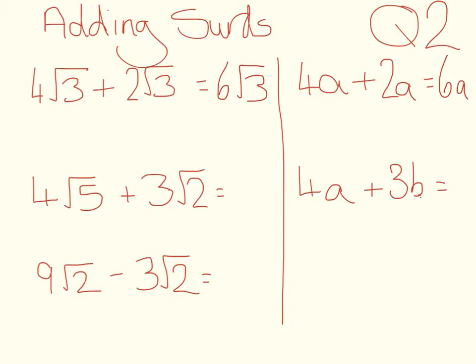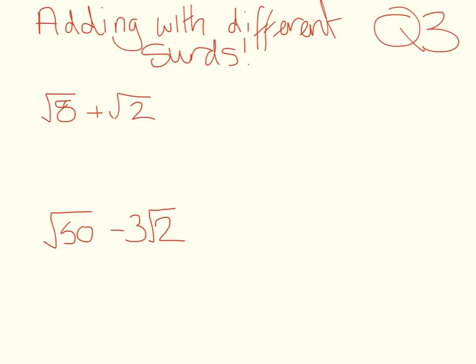Last one is important because you need to always check whether it's adding or subtracting. So we've got 9 square root 2, take away 3 square root 2. We've got 9 lots of square root 2, take away 3 lots, so we've got 6 lots of square root 2 left.